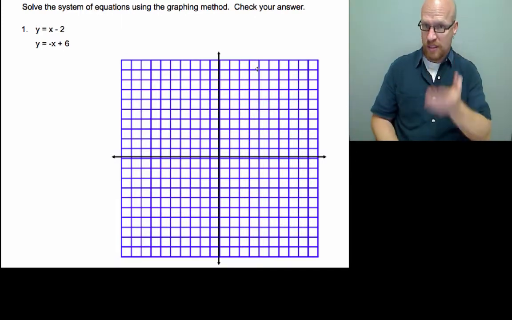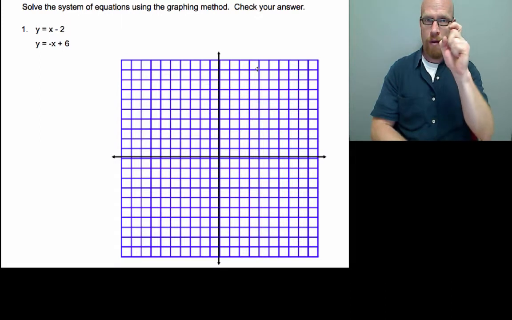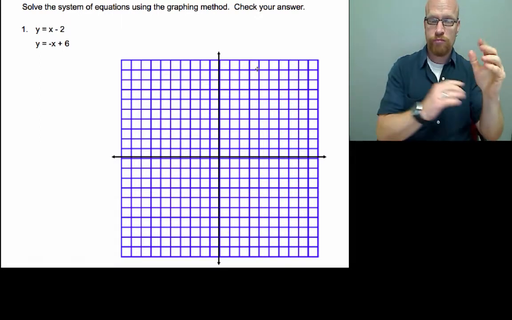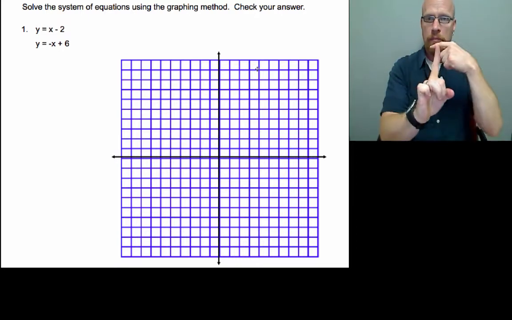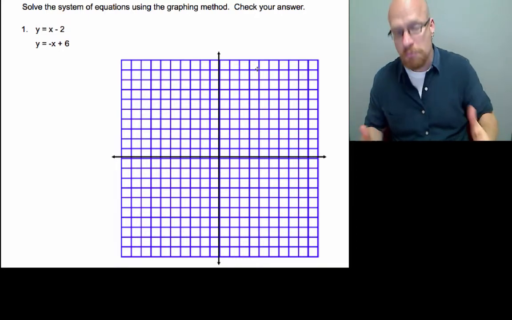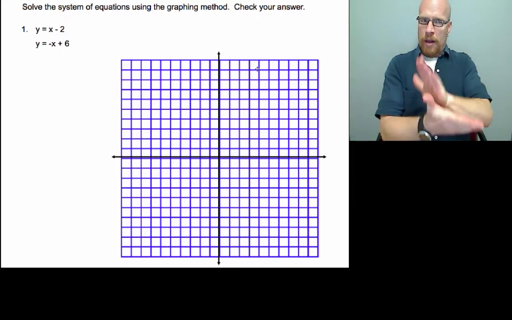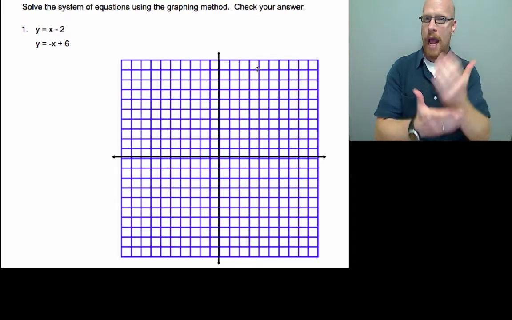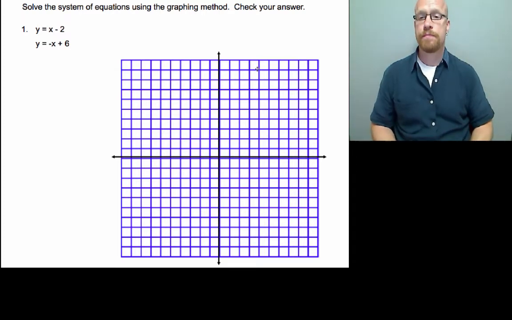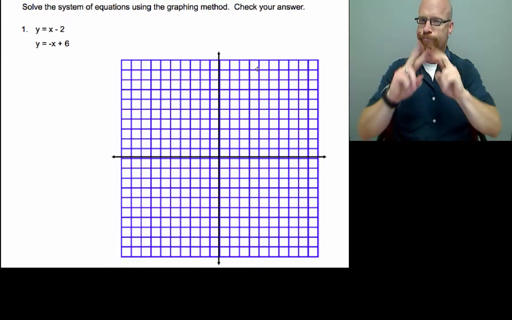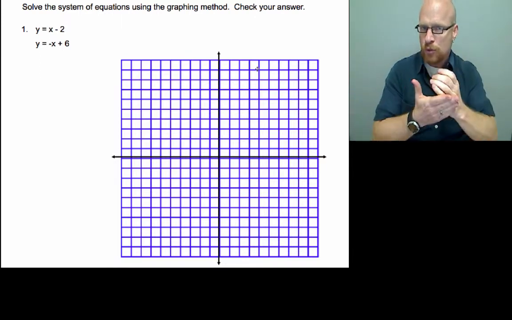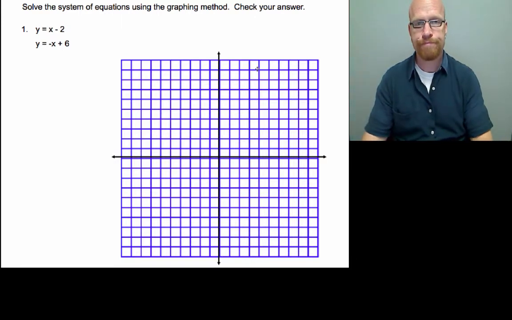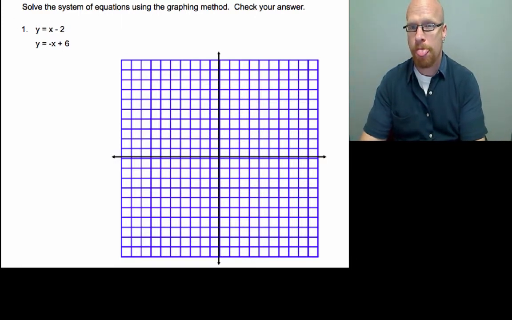So we have two equations here. y equals x minus 2. The second equation would be y equals negative x plus 6. I have a grid ready to graph, and we're going to graph it by hand without using our calculators. We need to look at both equations and figure out where they are on the x and y plane.